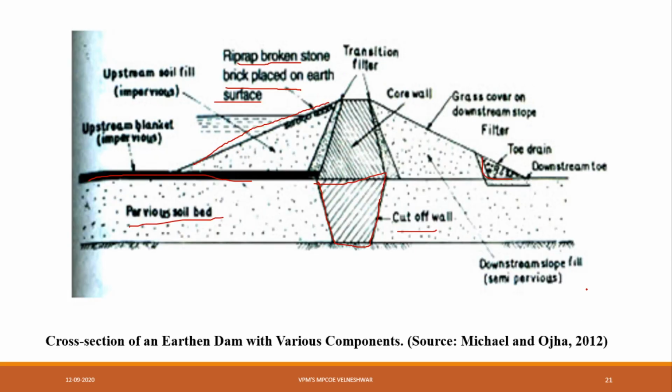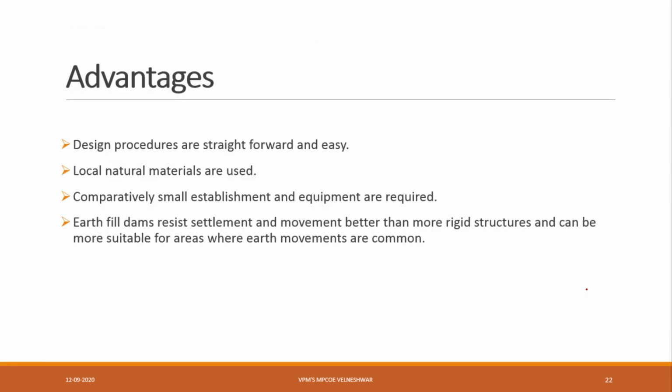And just now I have explained each and everything. Grass cover means, instead of using rocks, here we will provide some grass like this. Okay, next, advantages. Design procedures are straightforward and easy. Generally, comparatively to a gravity dam, this design procedure is somehow easy and straightforward, like natural materials we will use.